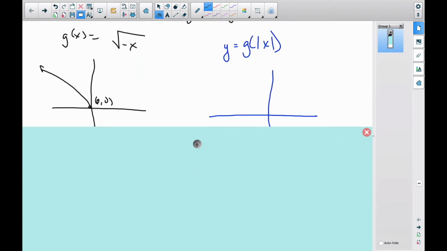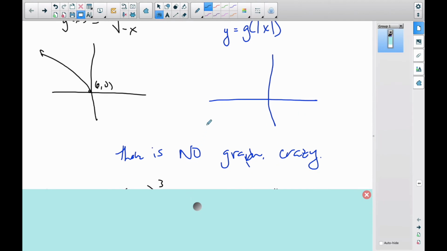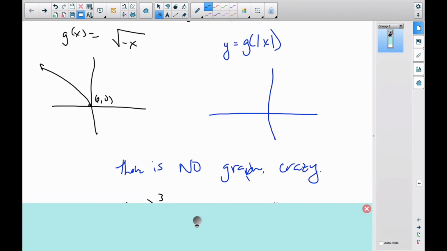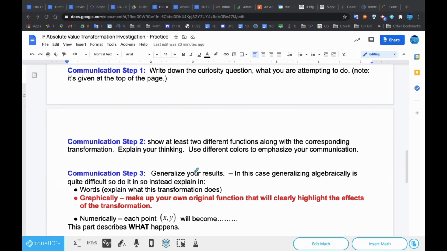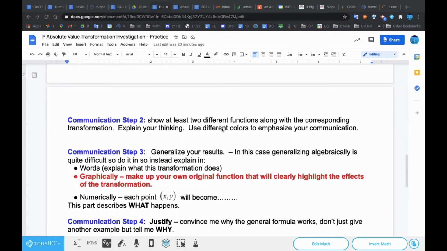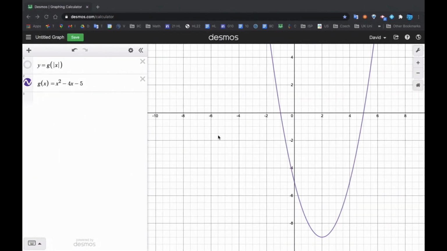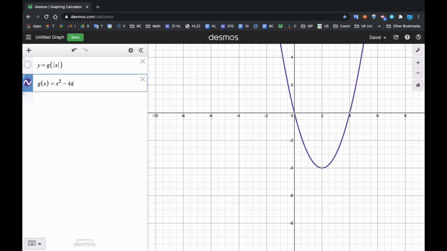So this is still communication step 2, my playing around. And when I did this one, there was no graph. Okay, and then step 3, because once I had the idea, so I had been playing around with Desmos that I didn't show you, but I played around with Desmos a lot until I could predict what the actual transformation was. So I would try a different one. I would try maybe something like this one.